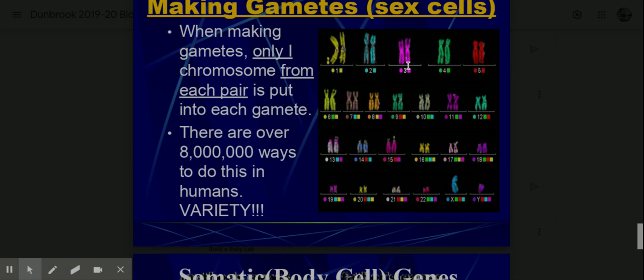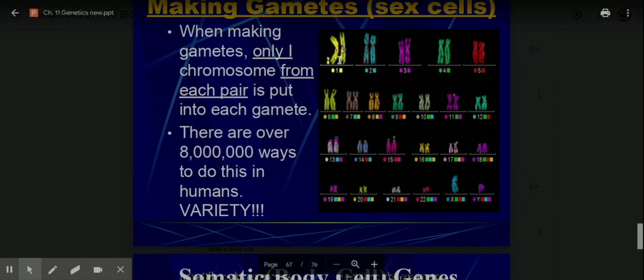The way you can divvy these up and sort these out through independent assortment and segregation is 8,300,000 different ways. Okay, and again, that does not take into account crossing over, where these guys can actually switch pieces. So the variety is incredible, which is a good thing.